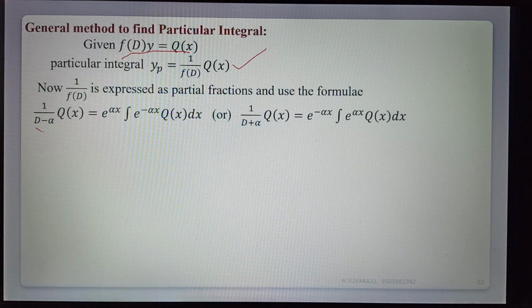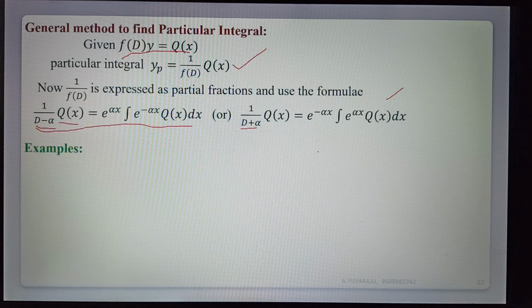These are the formulas. The first: 1/(D - alpha), where D - alpha is one of the factors of f(D), acting on Q(x), equals e^(alpha x) times the integral of e^(-alpha x) Q(x) dx. The second formula: 1/(D + alpha), another factor of f(D), acting on Q(x), equals e^(-alpha x) times the integral of e^(alpha x) Q(x) dx. Using these two formulas, we have to find yp.